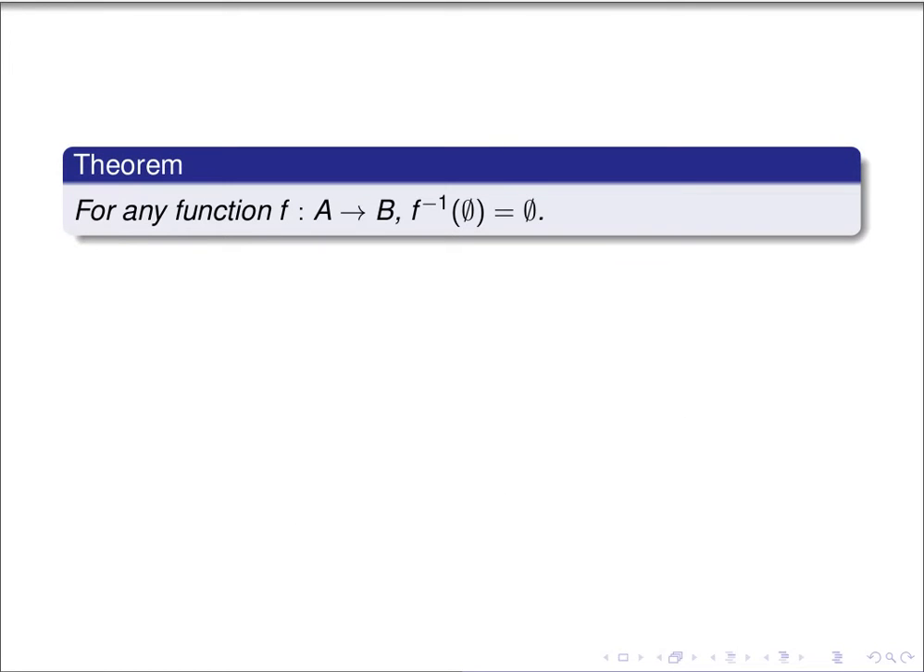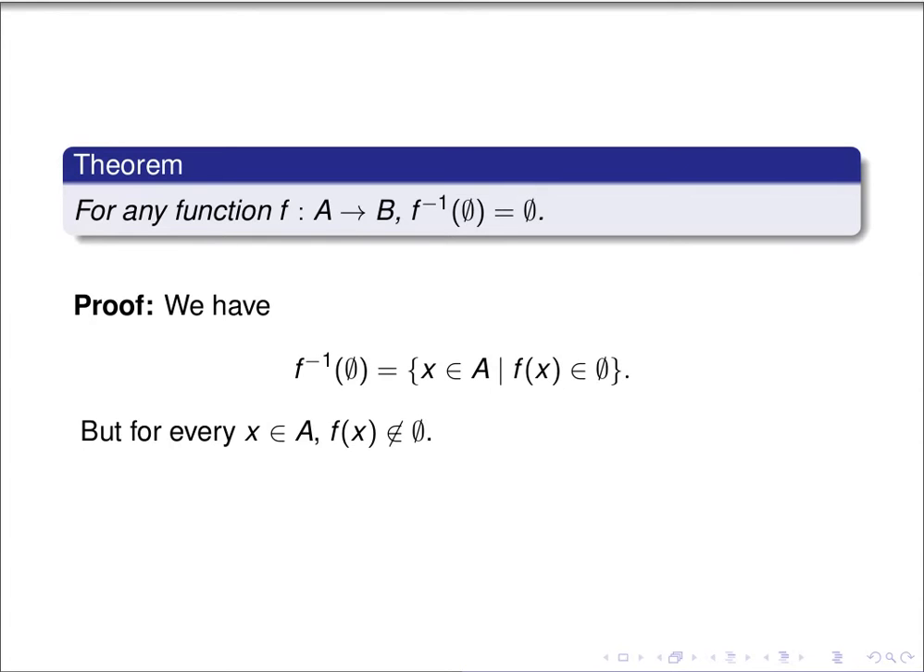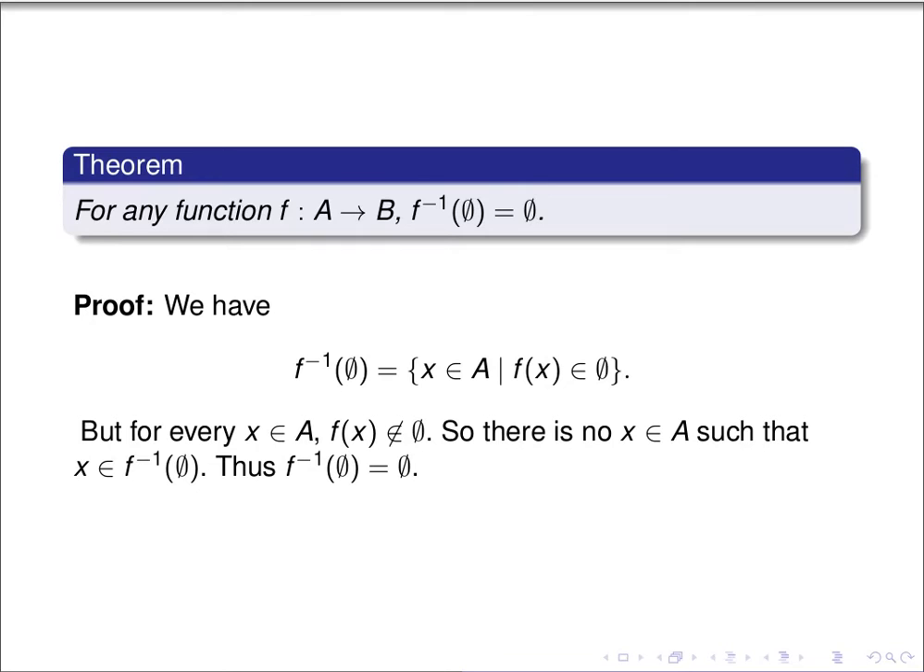The preimage of the empty set is the empty set. So the preimage of the empty set would be the set of all x in A so that f of x is an element of the empty set. Of course, there are no elements in the empty set, so for any x in A, f of x is not an element of the empty set. So there's no x in A so that x is in the preimage of the empty set. That is, the preimage of the empty set is empty.